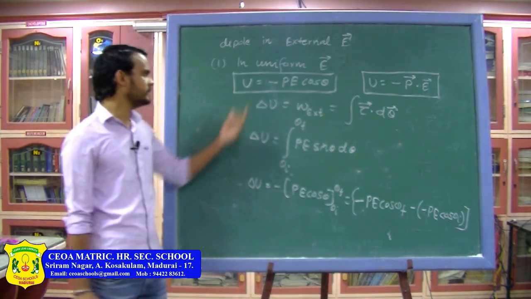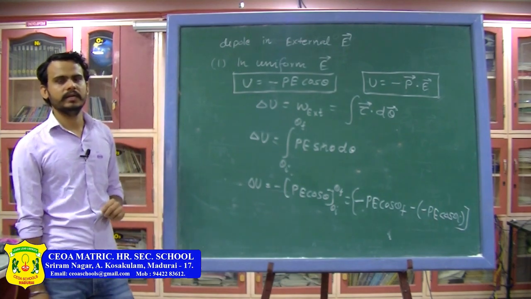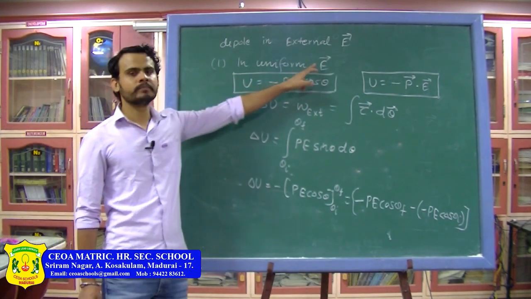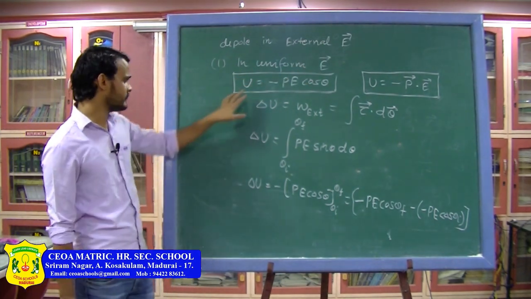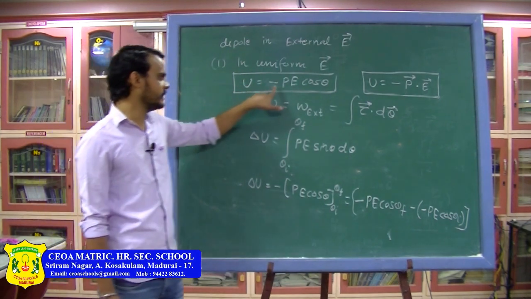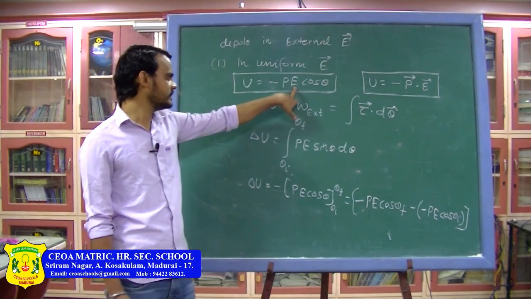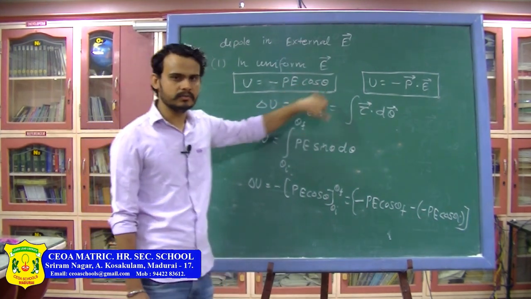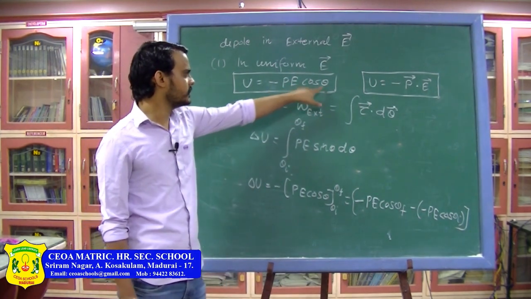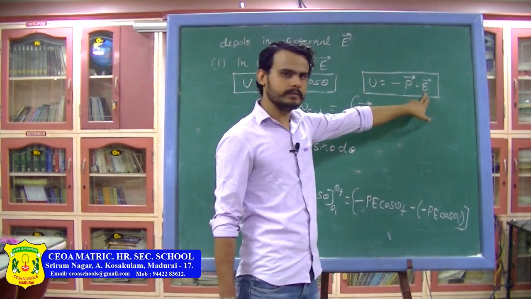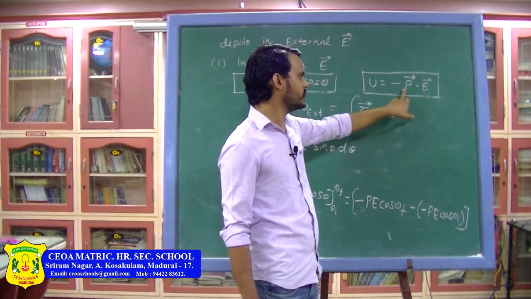Next thing we have seen is the potential energy of a dipole in a uniform electric field. Potential energy can be written as minus P E cos theta. Again P is the dipole moment, E is the electric field, and theta is the angle between them. So this is A B cos theta, which can be written as P dot E. So P dot E can be written as P E cos theta.